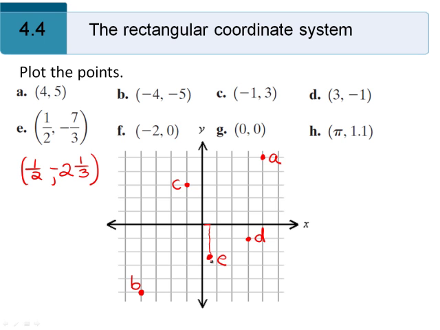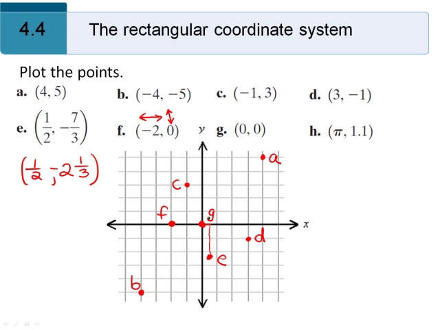Now, letter F. The ones with zeros are hard. A lot of people get these wrong, so take your time. Remember, the first number is across, and the second number is up or down. So we have to go to -2, to the left 2, and then you don't go anywhere up or down, so you stay right on the axis. So F is right there on the x-axis. Letter G is (0, 0). Well, that's right there at the origin. In fact, that is the origin, letter G.